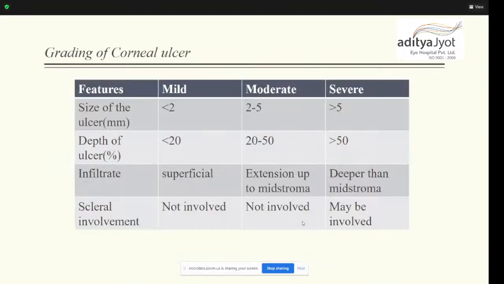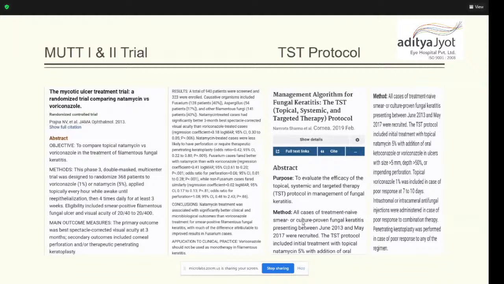So this is how the grading of the ulcer is done: the size of the ulcer, the depth of the ulcer, the infiltrate and scleral involvement. And it's very important to know about these papers when it comes to microbial keratitis. You should know about the MUTT 1 and 2 trials and the TSD protocol. Can anyone here tell me what the TSD protocol is? It's the topical, systemic, and targeted therapy.